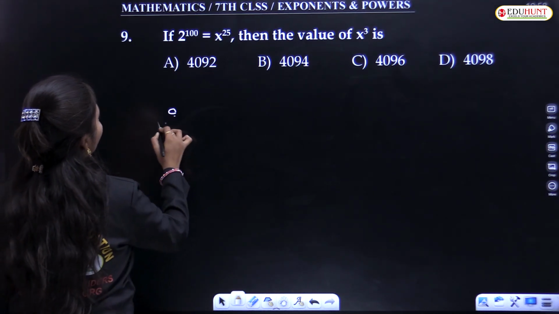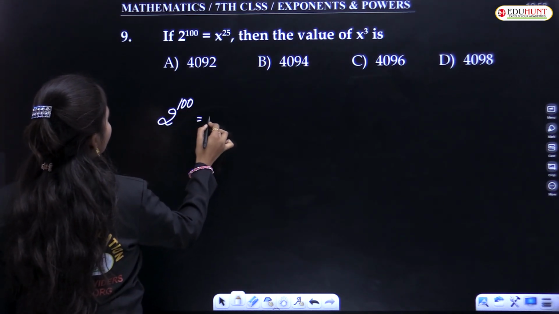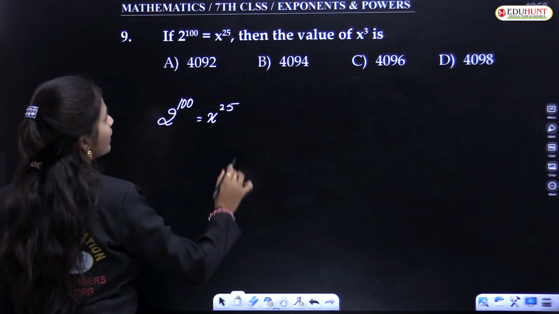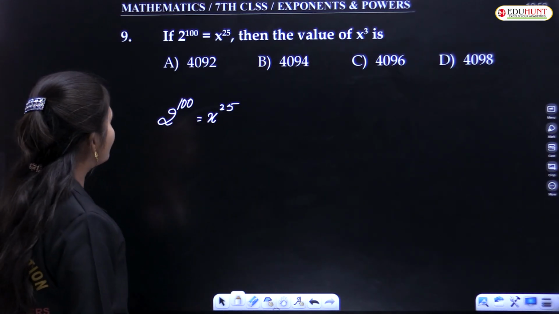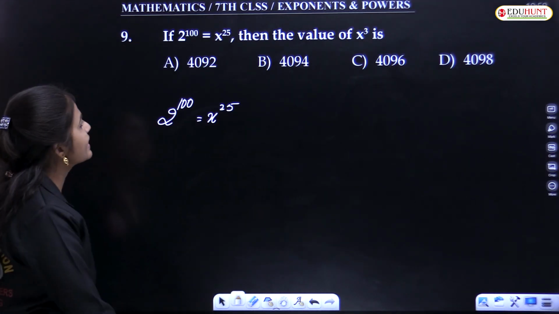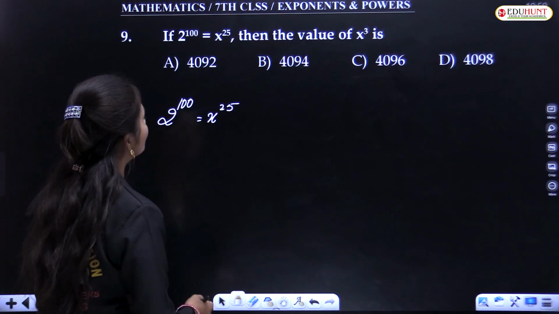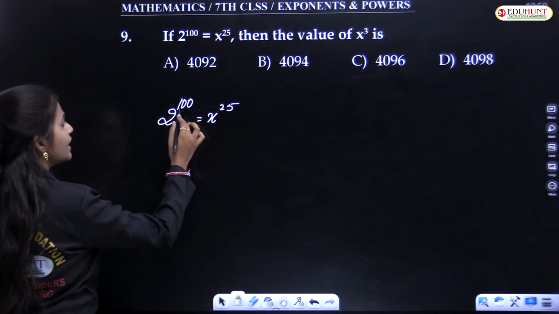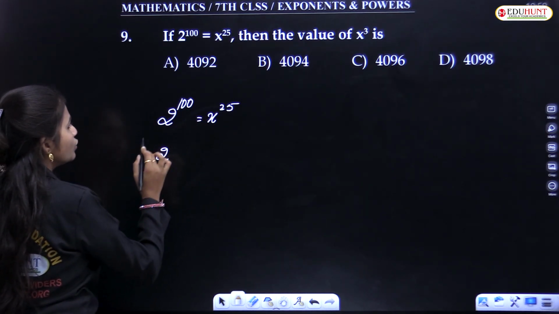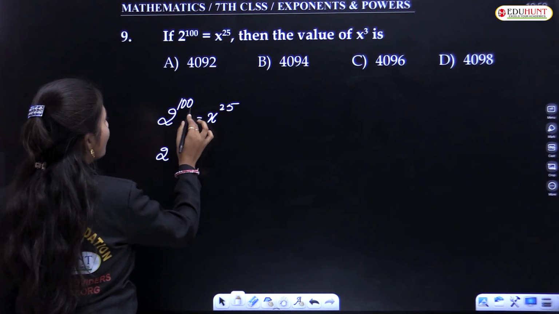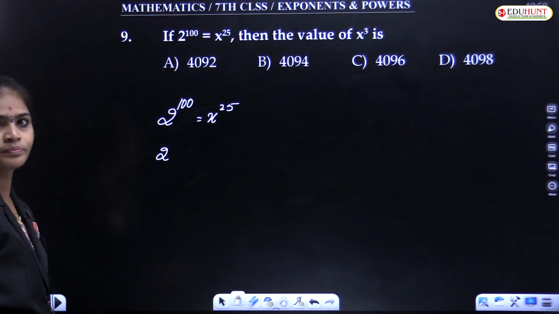Here 2 power 100 is equal to x power 25. Then the value of x cube is... so here that value we need to find out. So first thing, we need to express this as 2 power, here how we can write that 100?